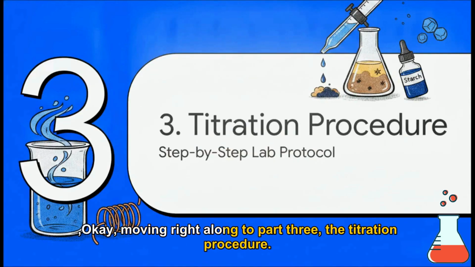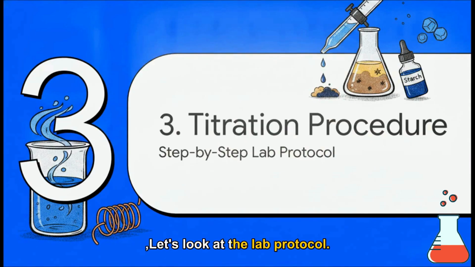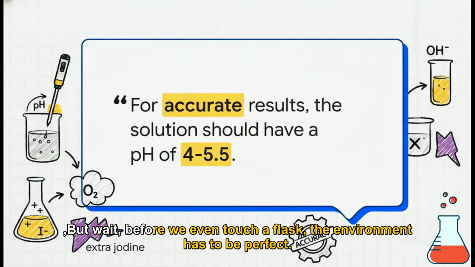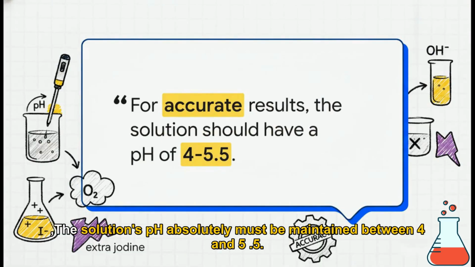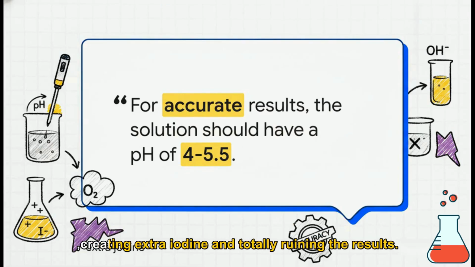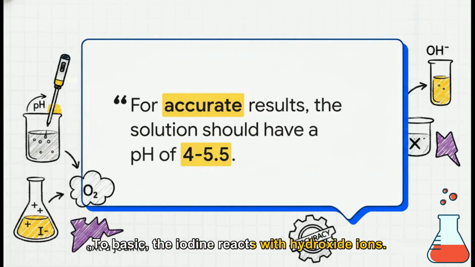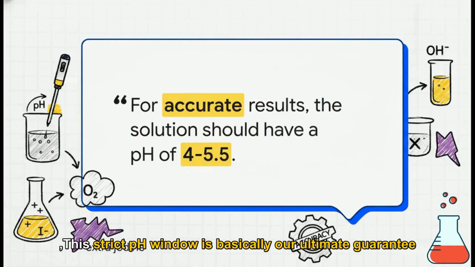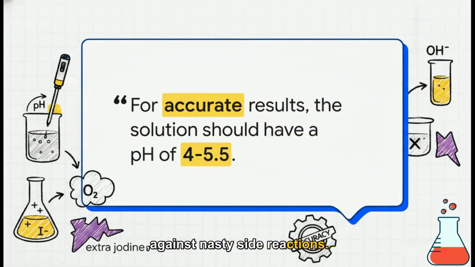Okay, moving right along to part 3, the titration procedure. Let's look at the lab protocol. But wait, before we even touch a flask, the environment has to be perfect. The solution's pH absolutely must be maintained between 4 and 5.5. If it's too acidic, the air actually oxidizes our excess iodide, creating extra iodine and totally ruining the results. Too basic, the iodine reacts with hydroxide ions. This strict pH window is basically our ultimate guarantee against nasty side reactions.